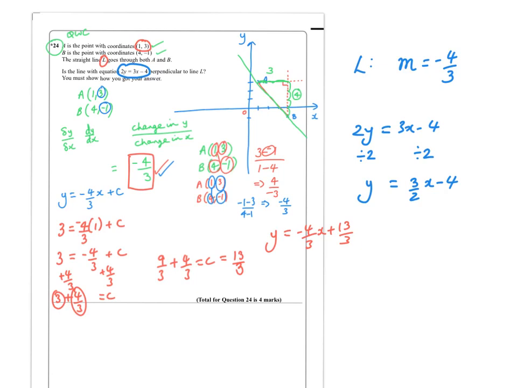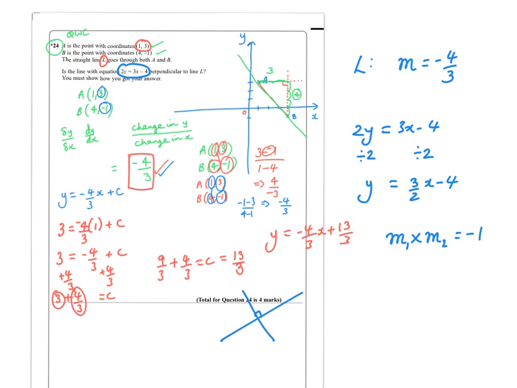Now, perpendicular means at right angles, and the rule for being perpendicular is that when you times the two gradients together, you will always get -1. Now, I don't have loads of space to show you why that's the case. You can watch a video on straight lines to help you with that. But if you always multiply the two gradients of lines that are at right angles to each other, they're always going to be -1. So let's have a look and see if that's the case.